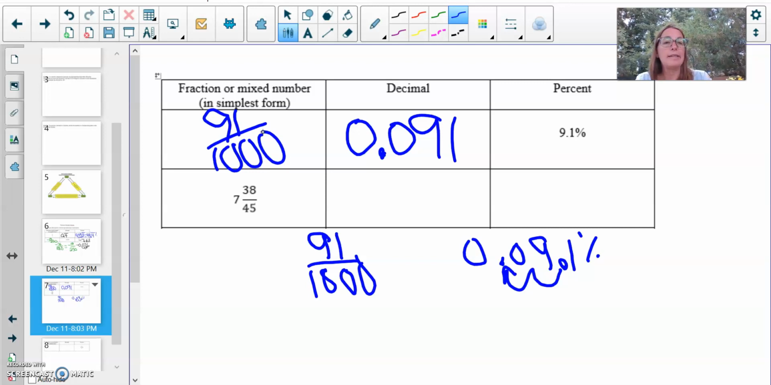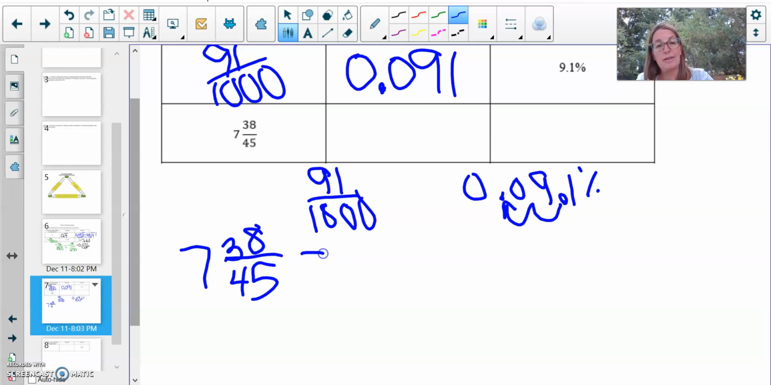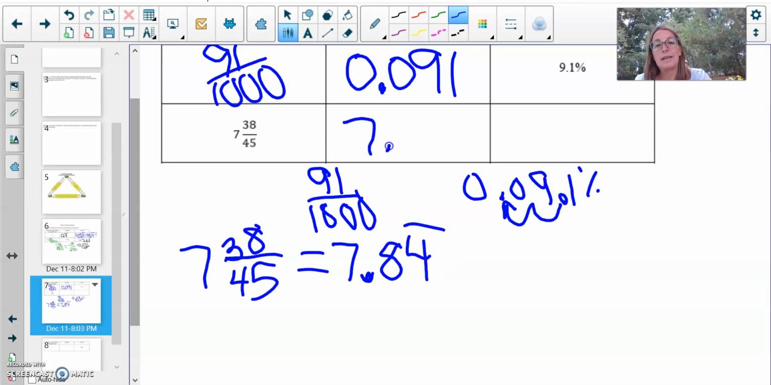7 38/45. Changing it first to a decimal. 7 38/45. I'm going to use my calculator to divide 38 by 45. So I get 7.84 with the 4 repeating. So 7.84 with the 4 repeating.